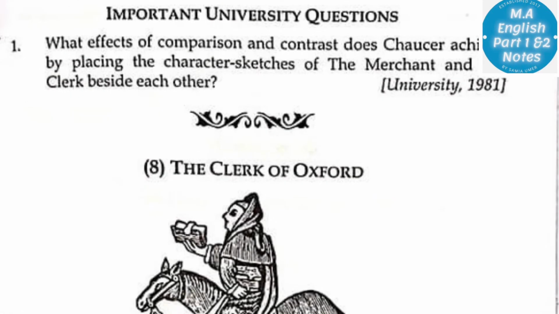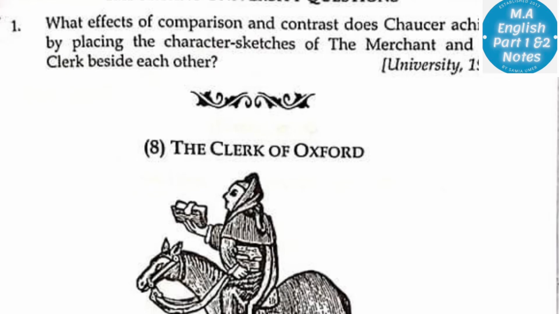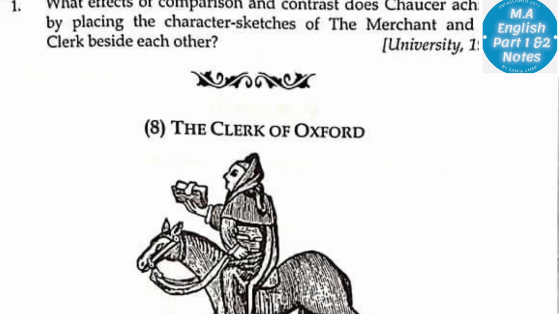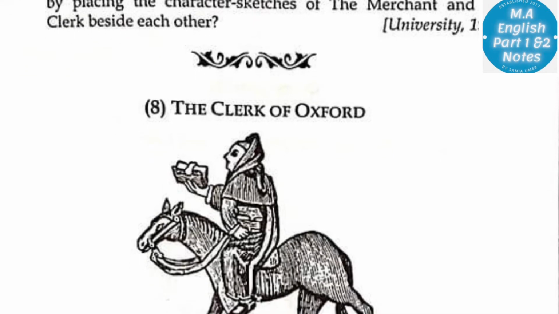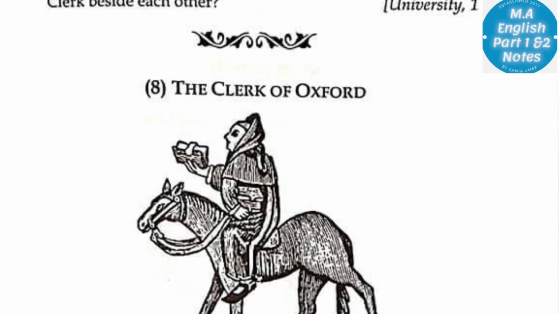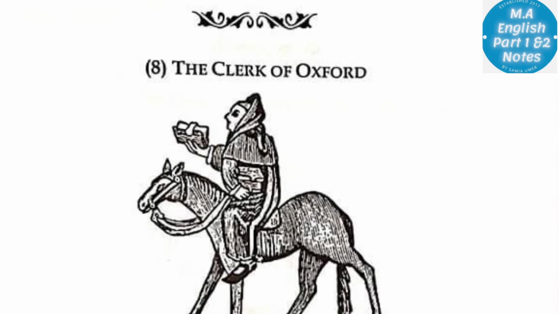Important university questions. What effects of comparison and contrast does Chaucer achieve by placing the character sketches of the merchant and the clerk beside each other? जी अक्सर पेपर में दो कैरेक्टर्स का कंपैरिजन आ जाता है, स्पेशली समनर या पार्टनर का और समनर या क्लर्क का. We are going to do the character sketch of the Clerk of Oxford.